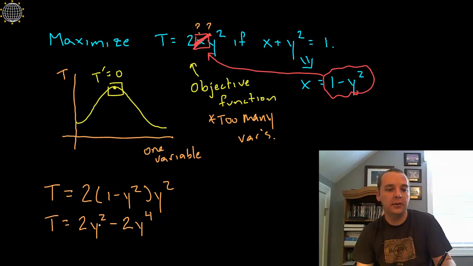And this is better. This is better. Why? Because now t is only in terms of y solely. So now we can go ahead with this idea of taking a derivative and setting it equal to 0 and that sort of thing.